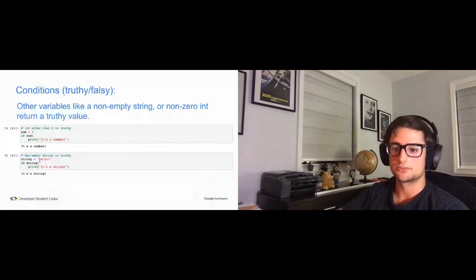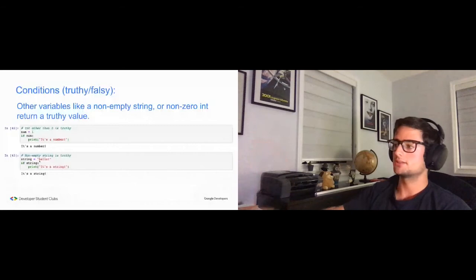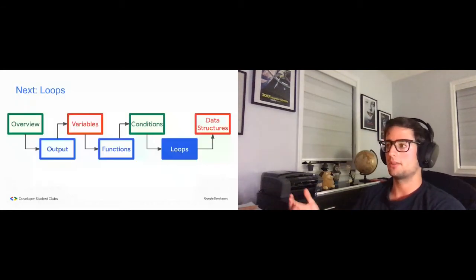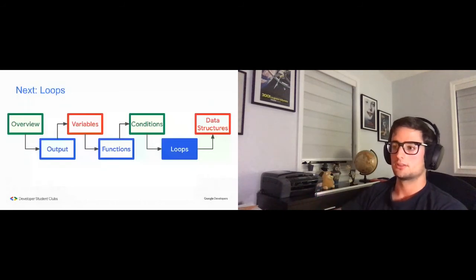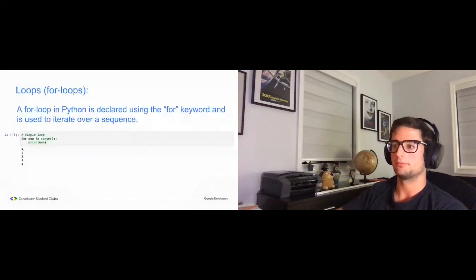Yeah, Python does not have switch statements. So now let's get into loops. A for loop in Python is declared using the for keyword and is used to iterate over a sequence. So right here we have for number in the range of 5. We print that number and we get 0, 1, 2, 3, and 4.